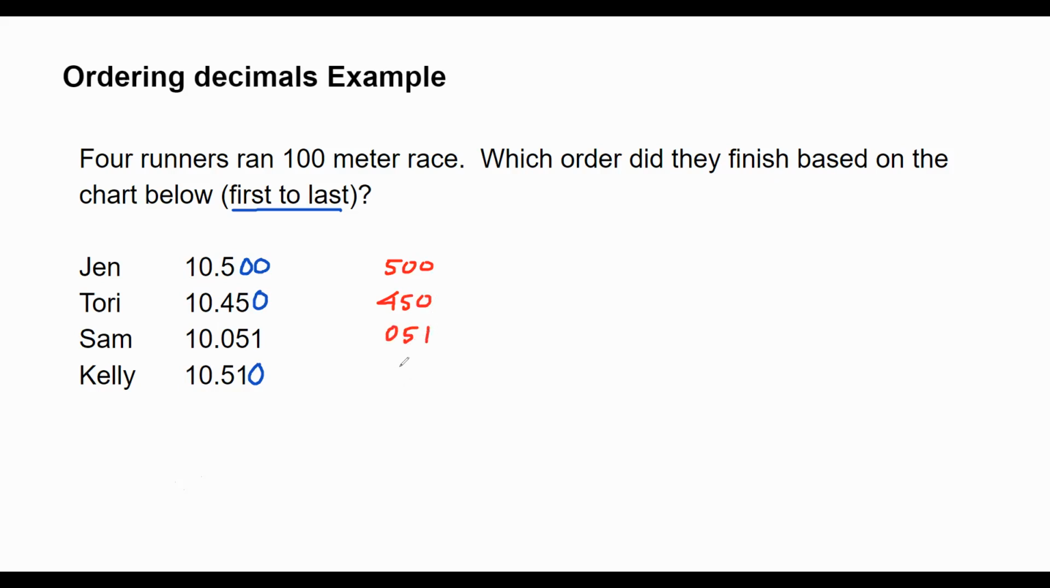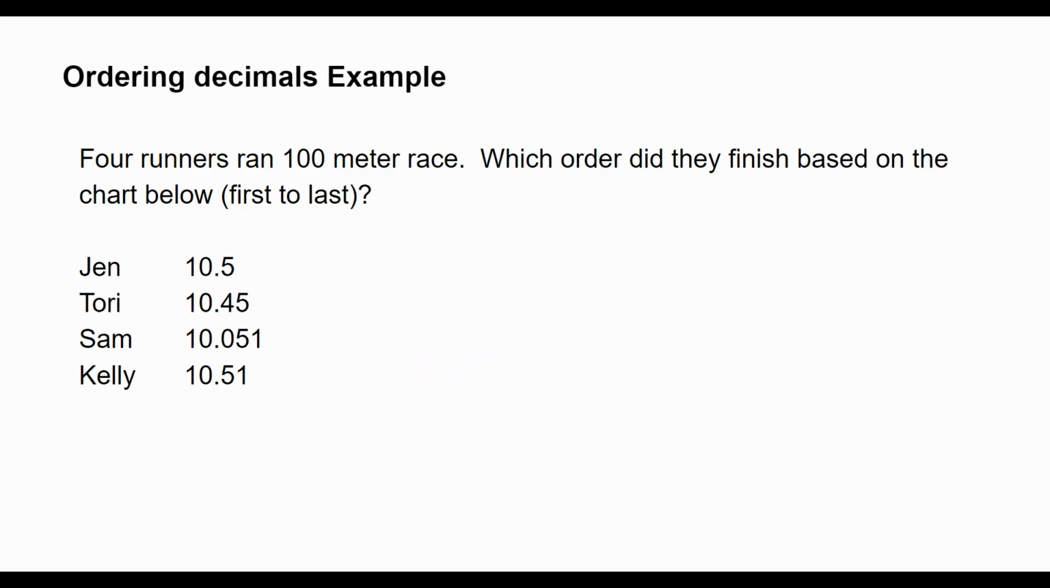So I'm just comparing these numbers. And we are looking for, because in a race, the shortest time or the smallest number is the one that we're looking for. We are looking for the smallest number here. That would be Sam is number 1. The next smallest number would be 450. Tori would be number 2. The next smallest number is 500, 3. And then finally, Kelly finished 4th.